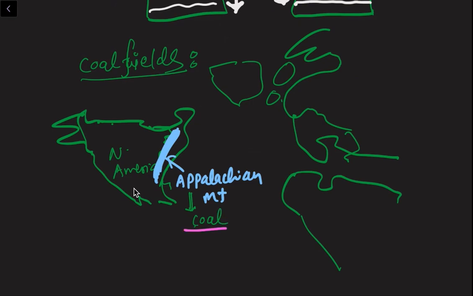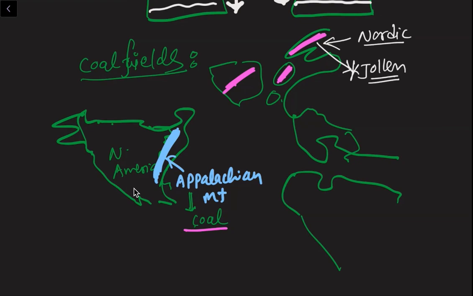Okay, this coal is very good quality coal, because we have talked in the geological time scale that these rocks are anthracite. These rocks are very good quality coal. Now, as you go to Greenland and go up, you will find coal here also, and here also. In this region, the Nordic countries, Finland, Norway, Sweden, there are mountains called Jolen Mountain. K-J-O-N-N-E-N. In the Jolen Mountains also you have very good quality coal.